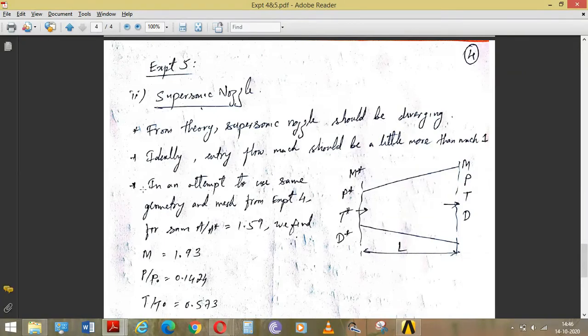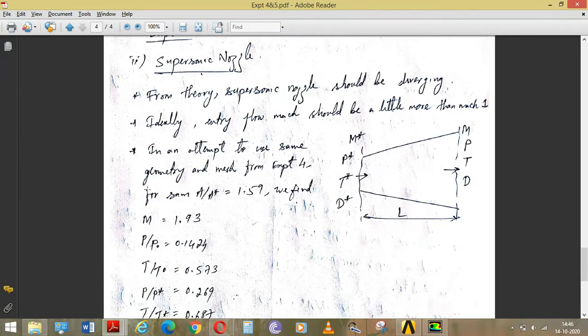It should be diverging, and it will be very efficient if your inlet Mach number is sonic. That is the throat condition actually. That's why all your tables give the ratios as star ratios.